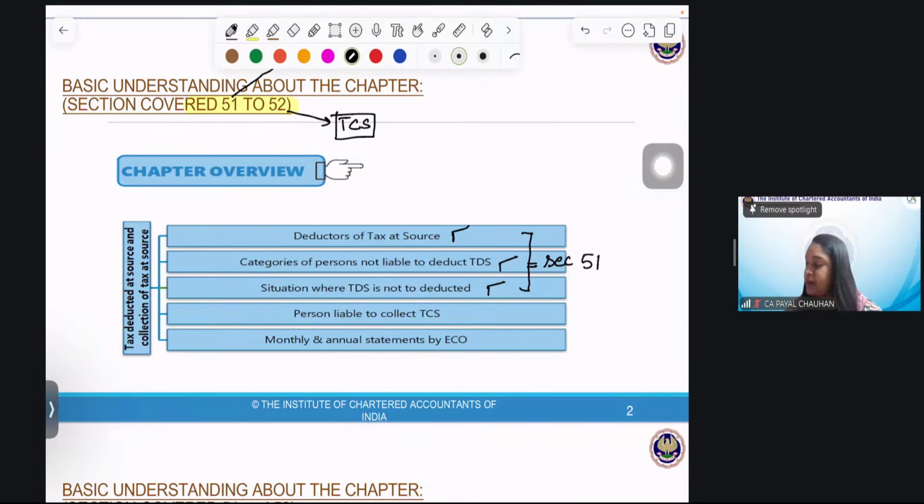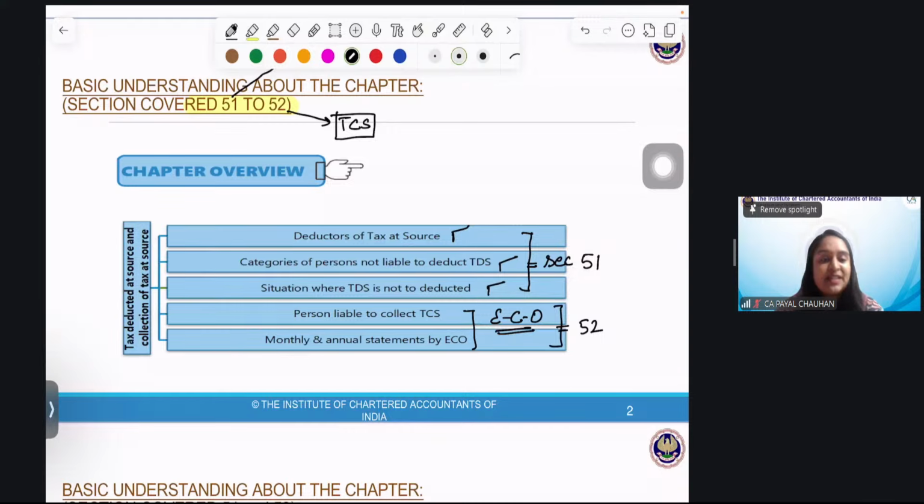Perfect. Then, person liable to collect TCS. Who is the person who's liable to collect TCS? Tax collected at source. And then monthly and annual statement by ECO. It's the e-commerce operator. We usually call them ECO. Whenever a transaction is made through the ECO, then we have TCS provision, and the section will be section 52. So these are the two sections which we'll be covering.